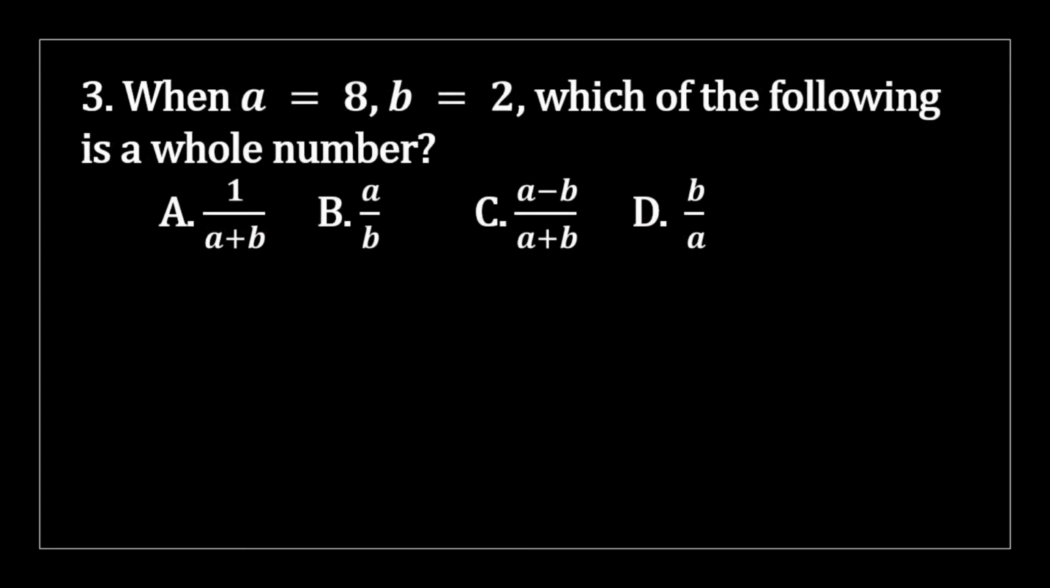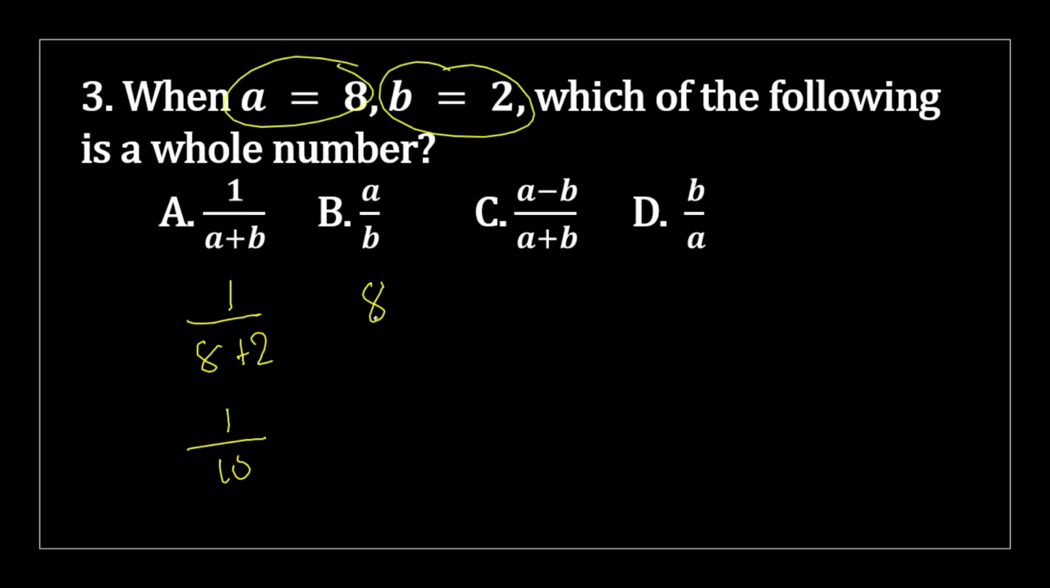On number 3, when A is equal to 8, B is equal to 2, which of the following is a whole number? First, let's try to substitute the values 8 and 2 for A and B. So let's start with letter A. 1 over 8 plus 2. This is 1 over 10. On letter B, we have 8, because 8 is the value of A, over 2, the value of B, so this is 4.